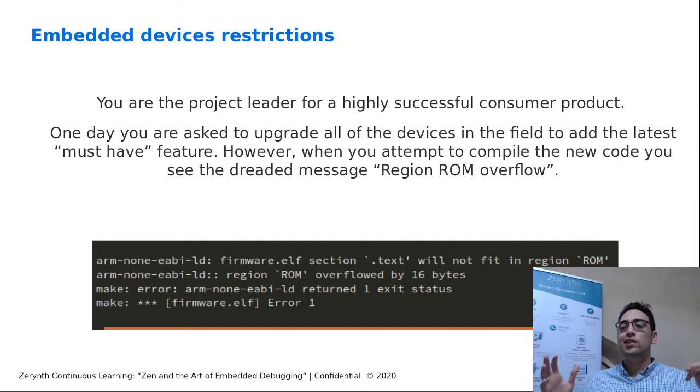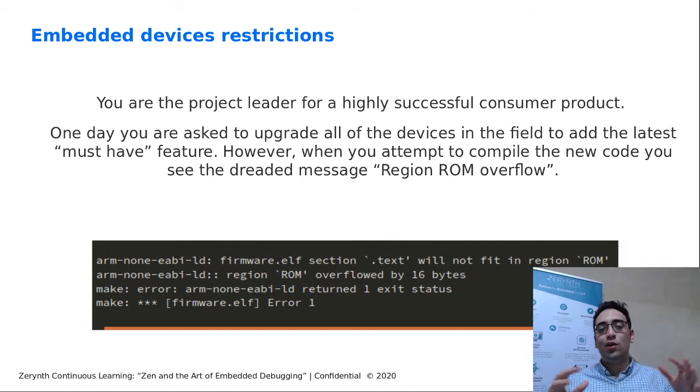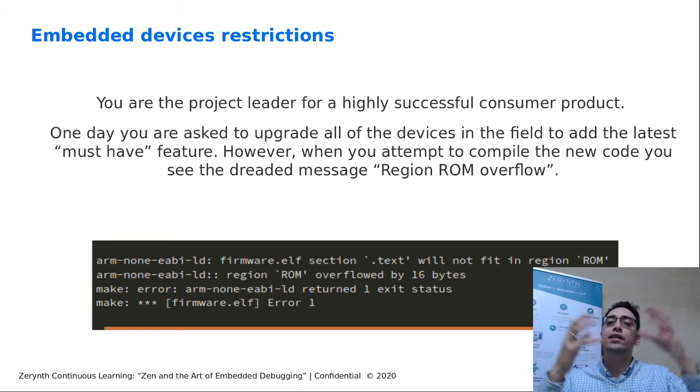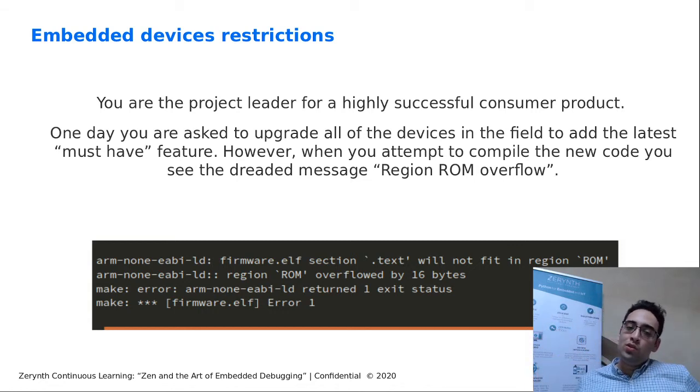You are a project leader of a highly successful consumer product. One day you're asked to upgrade all of the devices in the field to add the latest must-have feature. So essentially you have a product, you have code, and you want to add a certain feature. However, when you attempt to compile the new code, you see the message that the region ROM overflowed.